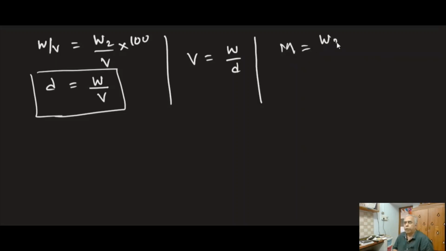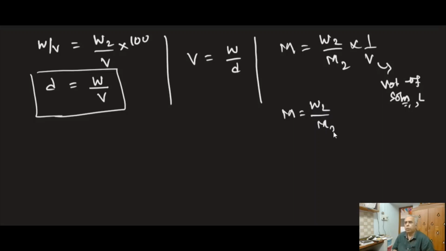Now, when it is given as weight by volume percentage, you know very well W2 by V into 100. So D is equal to W by V. That is another equation. So V is equal to W by D. Therefore, M is equal to molarity that we already know, W2 by M2 into 1 by V, where V is the volume of the solution in liter.